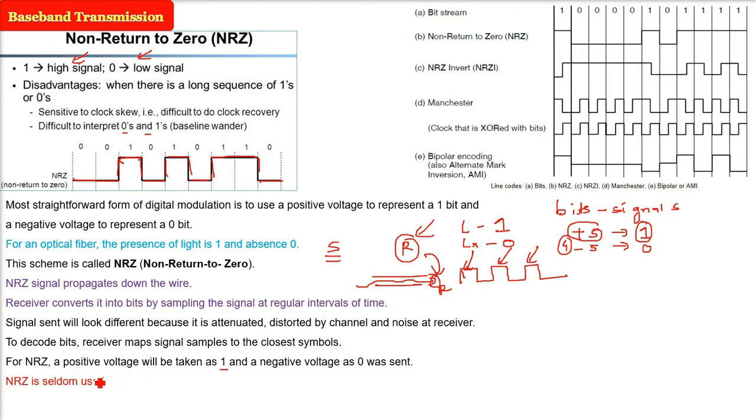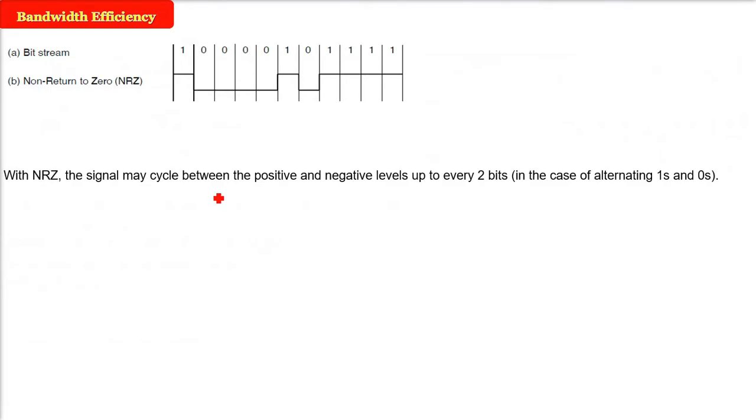But this NRZ is seldom used, not much used. Therefore, considering the different engineering considerations, wire technologies, all these, line codes are there. These are different line codes that better meet these engineering considerations. With this NRZ, non-return to 0, the signal may cycle between the positive and the negative levels up to every 2 bits. Just take a case of alternating ones and zeros, 0 1 0 1 like this. So the signal will cycle between the positive and negative levels up to every 2 bits, right?